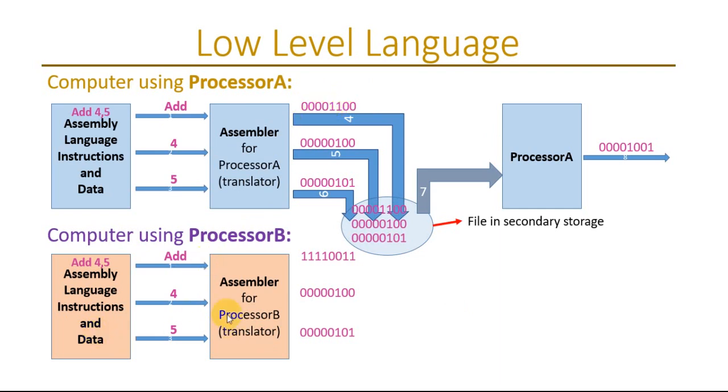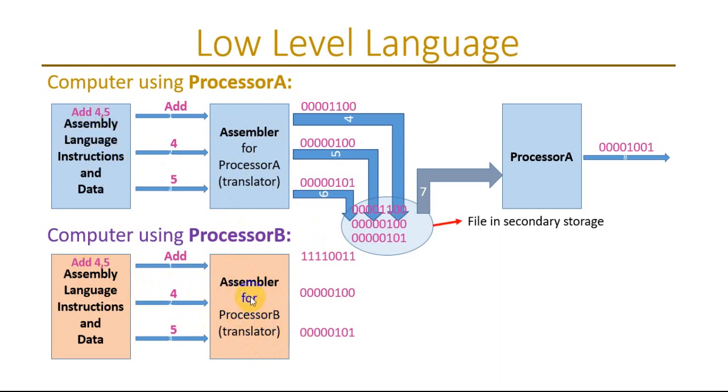Okay, so I can't take this assembler and put it here, because if this assembler is translating this program, it will translate to this. Yeah, that's what it's doing now. So vice versa, you can't swap them. I can't take this and put it there. The assembler for B has to be there when you are writing assembly language for B. The assembler for A has to be there when you are writing assembly language for A.